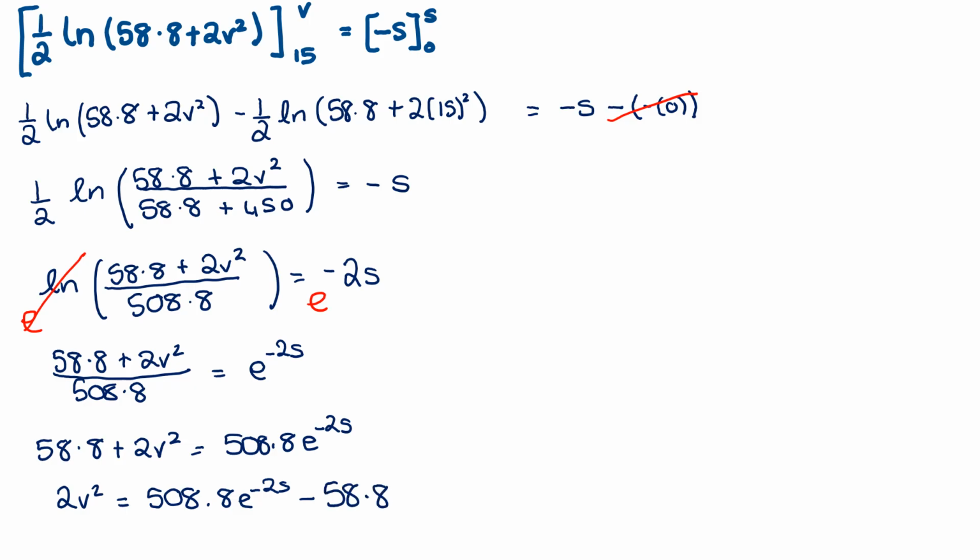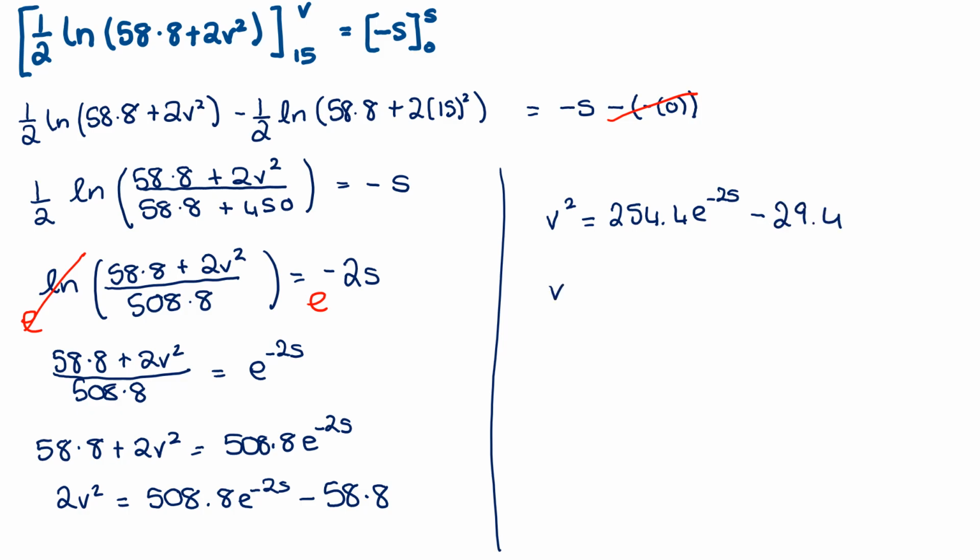So 58.8, we're going to divide that by 2. So we get v squared equals, you can put it all over 2 or just divide across. I'm going to just divide it across to keep it nice and simple, minus 29.4. So then v is equal to the square root of 254.4 e to the power minus 2s, minus 29.4, and that's in meters per second.